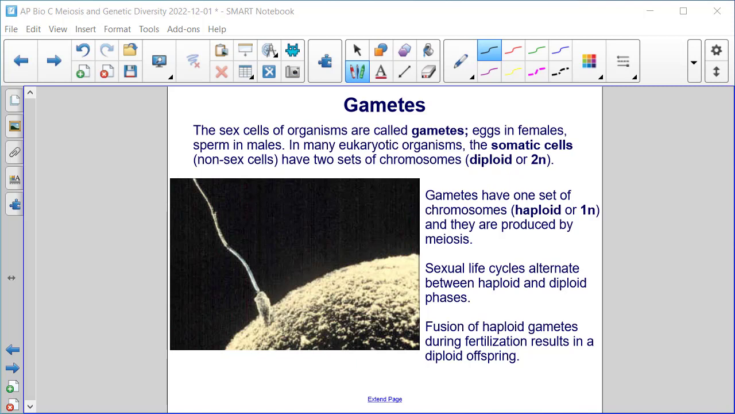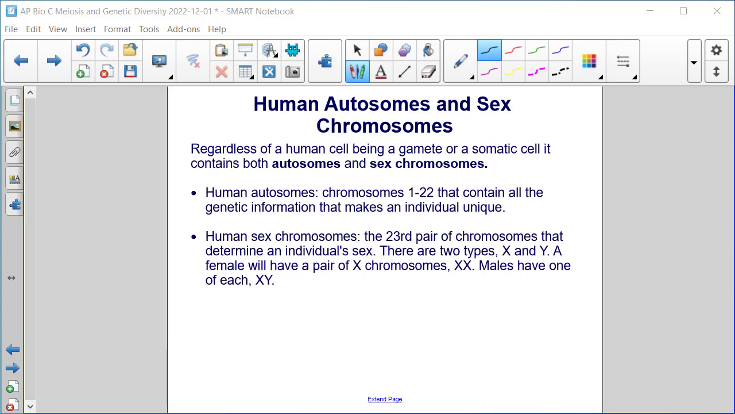Sexual life cycles alternate between haploid and diploid phases. Fusion of haploid gametes during fertilization results in a diploid offspring. Regardless of a human cell being a gamete or a somatic cell, it contains both autosomes and sex chromosomes.